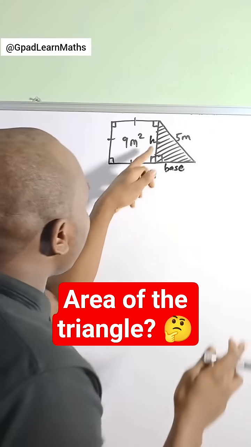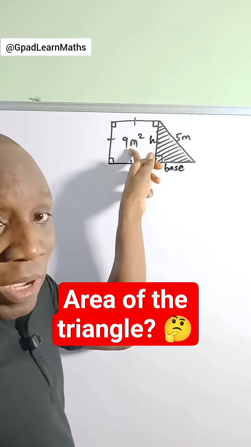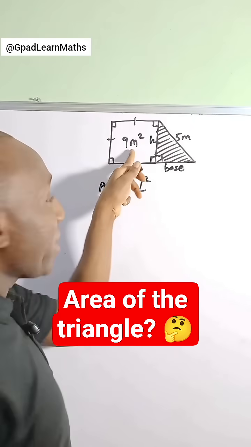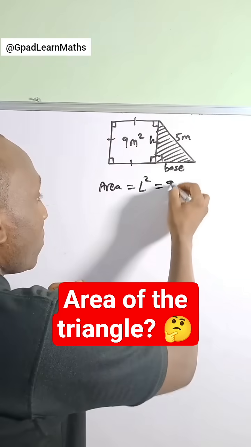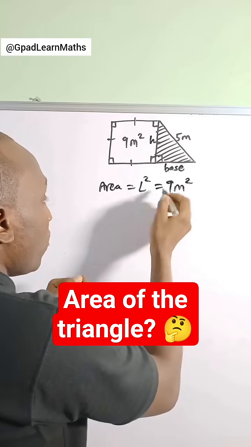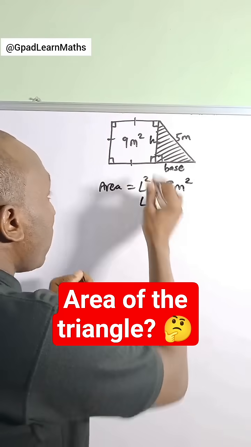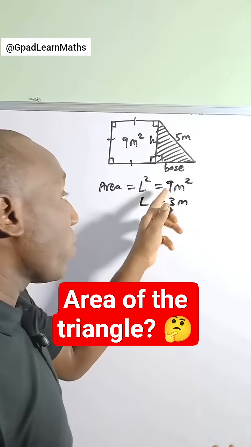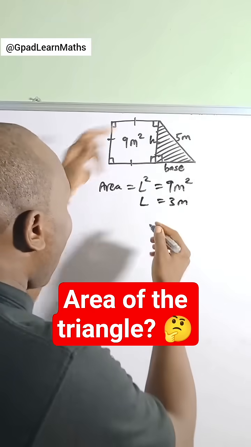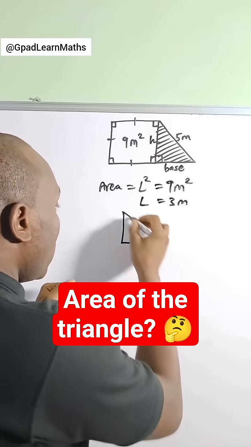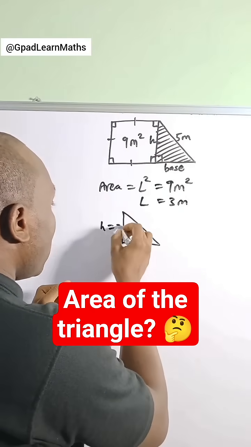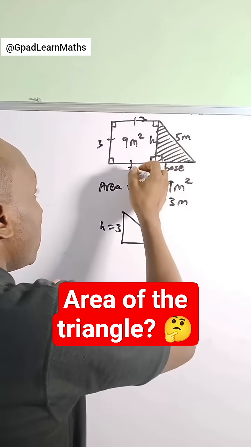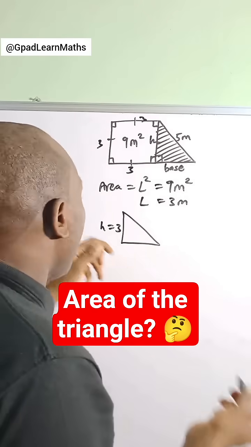So can we get the height from this square? We can. If the area of a square is L squared, and we're given 9 meters squared, which means if you square root both sides, the length of the side of the square is what? 3 meters. When you square root both sides, the square root of 9 is 3. Which means the height of this triangle is now what? 3. The height is 3, because the sides are 3, 3, 3, and 3, right?